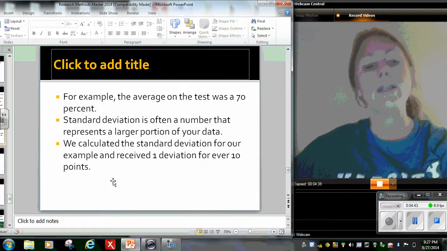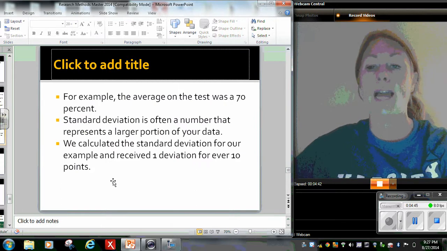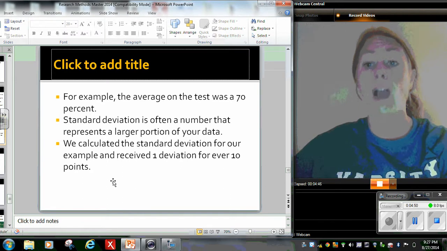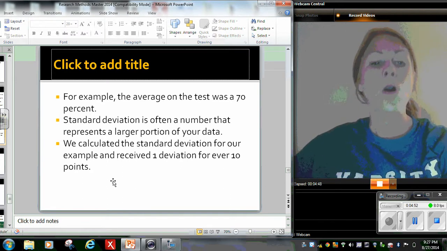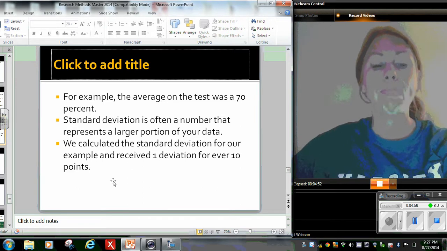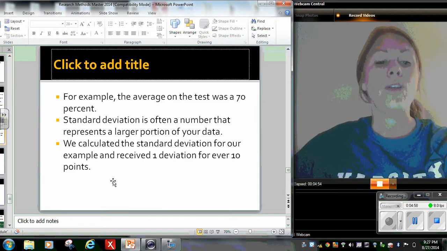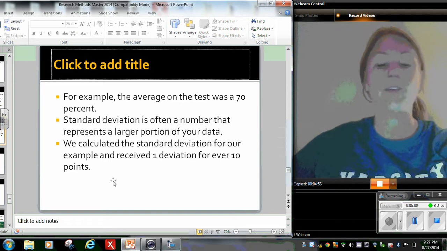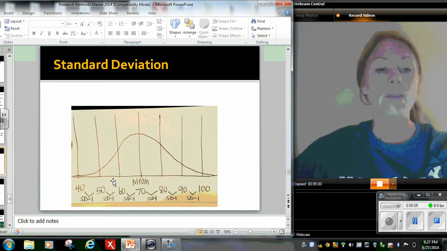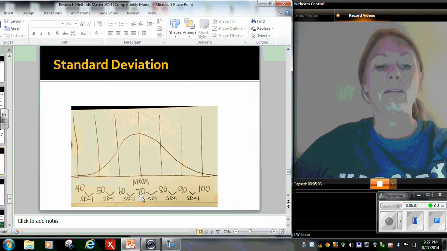All right, so for example, the average on the test was a 10. The standard deviation is often a number that represents a larger body. Okay, we calculated the standard deviation I did for our little example, and what I found out was you receive 1 deviation for every 10 points. So I did my calculation. All right. Here's our mean, which is 70%.